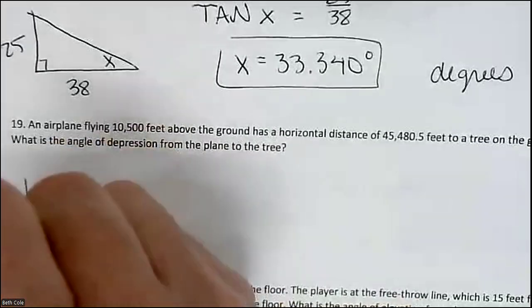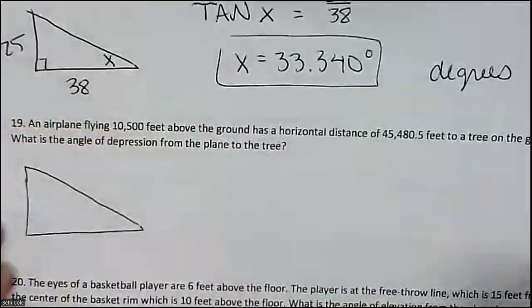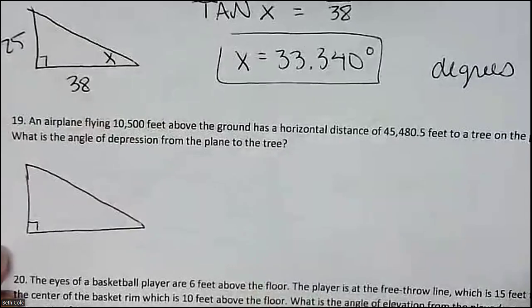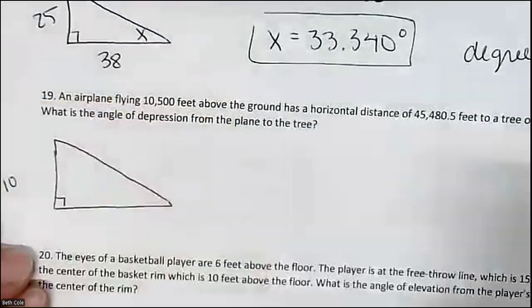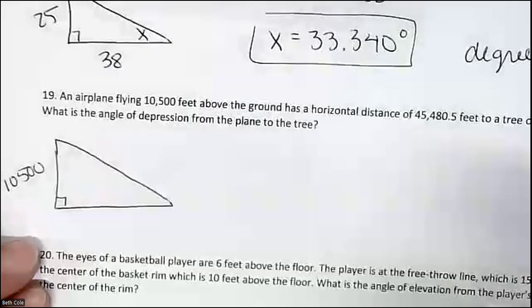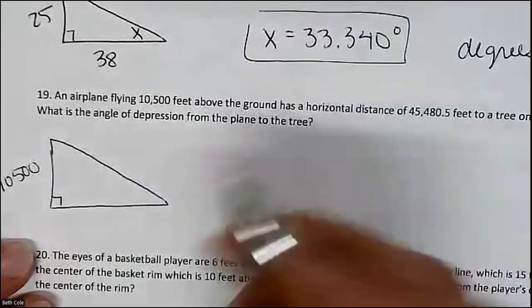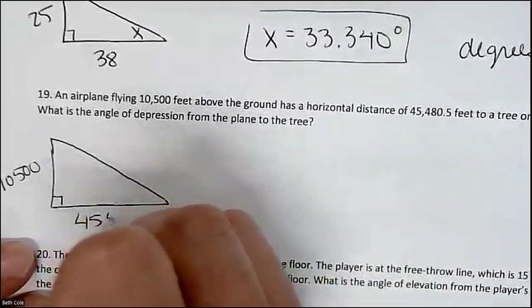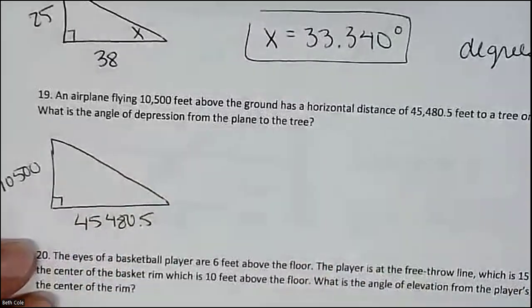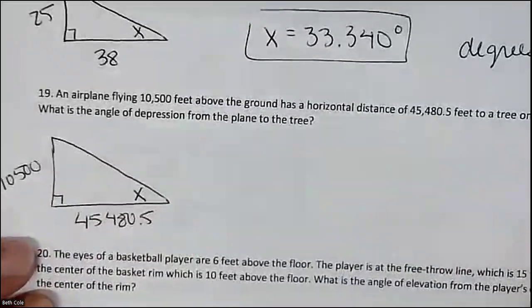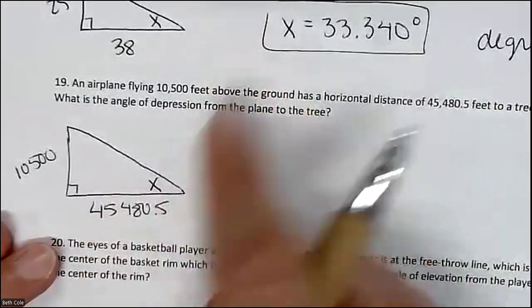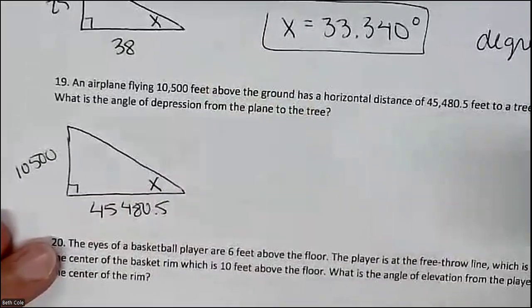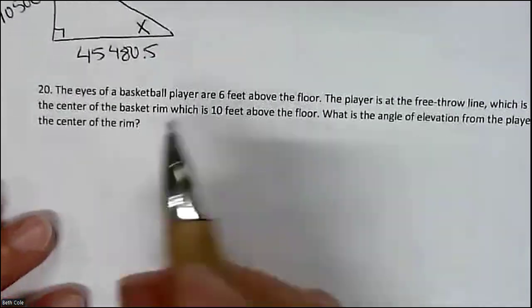All right. An airplane is flying 10,500 feet above the ground. So where does that go? Yeah. The Y, the vertical part. Horizontal distance of that number, so that goes down here. And we want the angle. For the sake of time, I'm not going to type that one. Do you get that it would be the exact same as the one we just did, but with different numbers in it? Okay, I'm not trying to torture you. All right, we'll do one more.